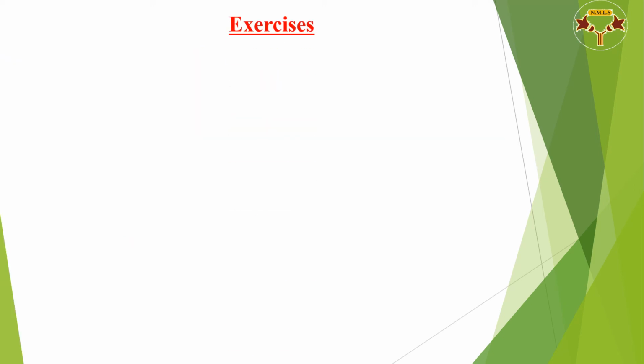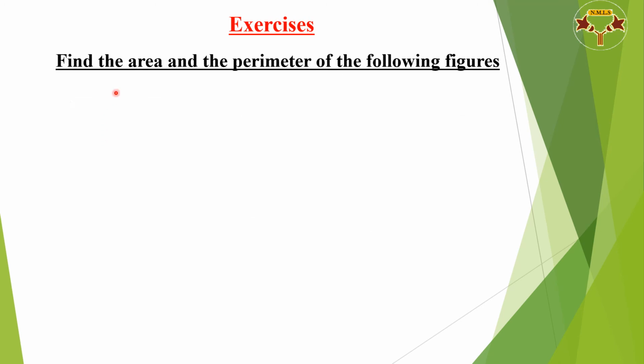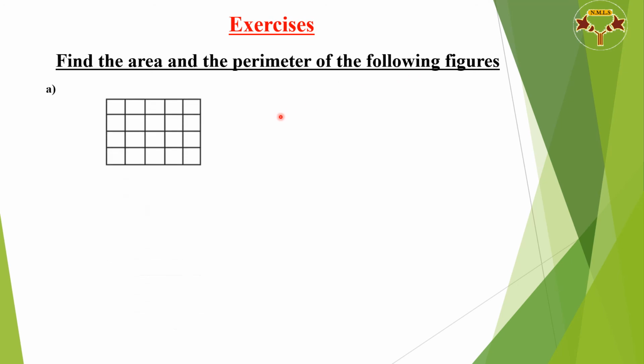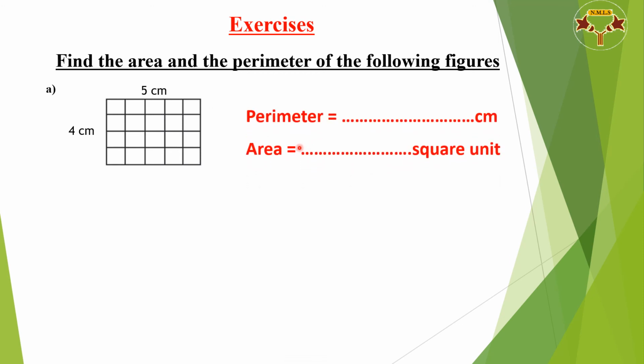Exercise. Find the area and the perimeter of the following figures. Number A. Here we have a rectangle. Its length is 5 cm and its width is 4 cm, or 4 squares, okay? And I want to get its perimeter and its area, okay?